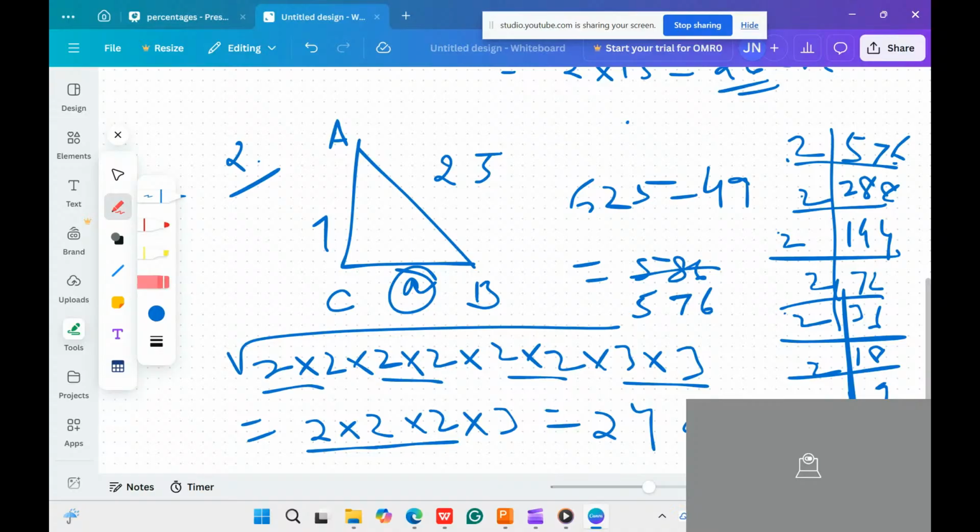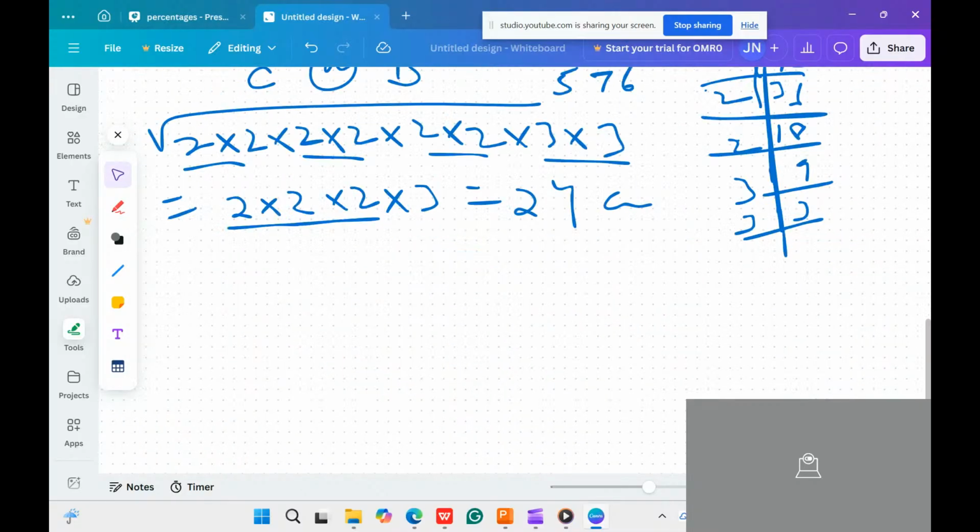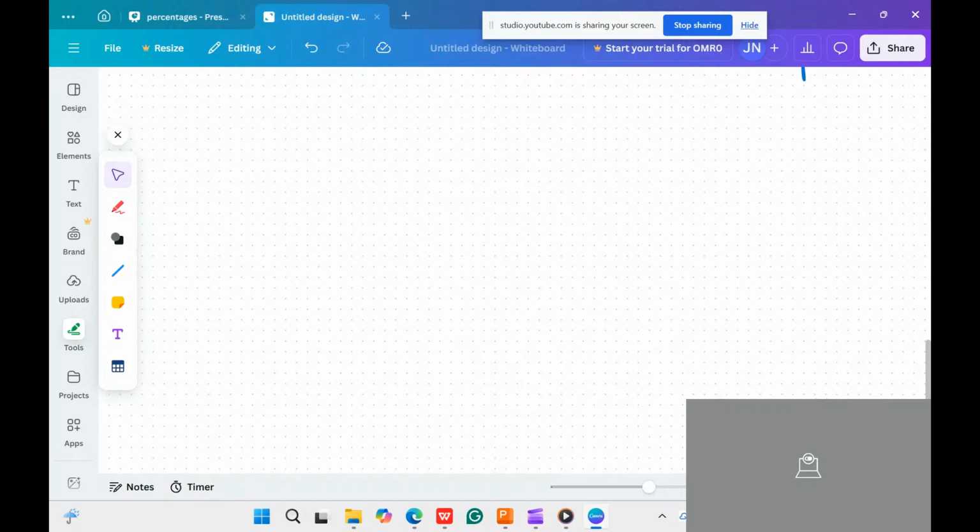Yeah, 24 is the answer. Okay, next question. Now you have a 15-meter long ladder that reaches a window. Read the question carefully.